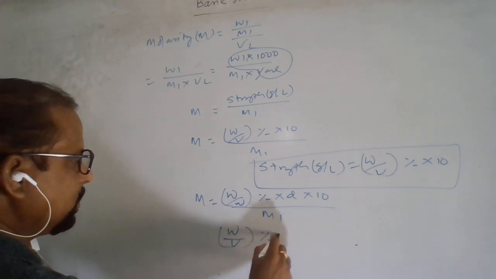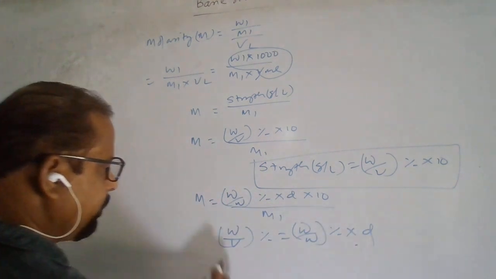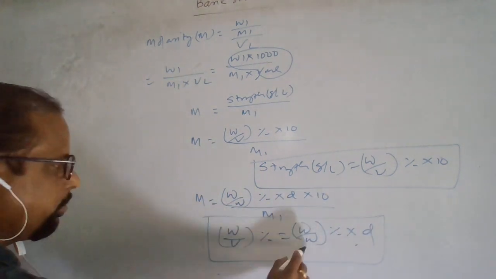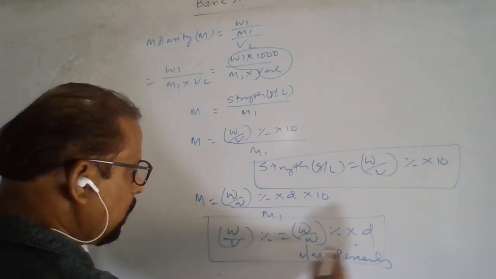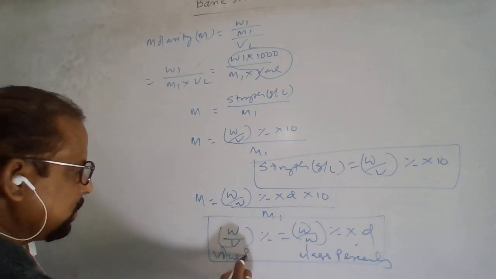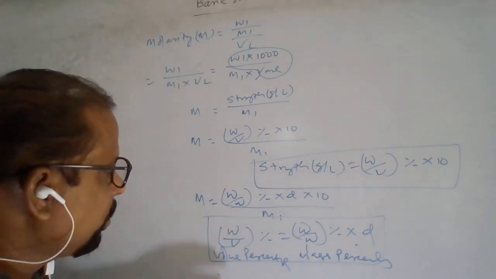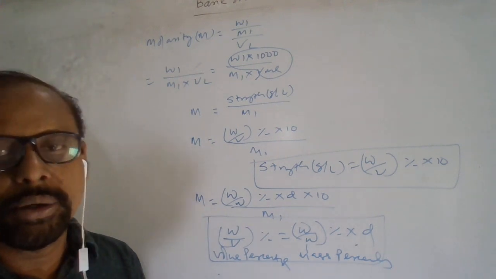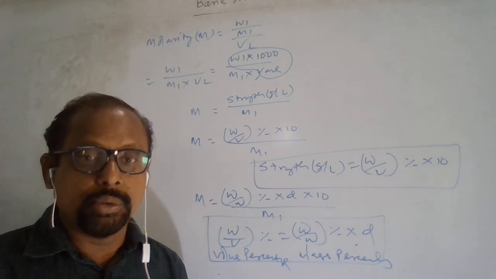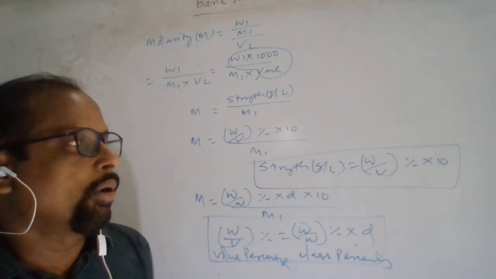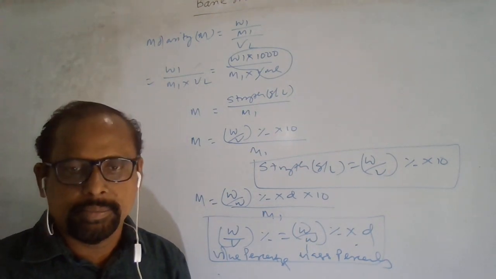the W by V percentage is equal to the W by W percentage into density, because this is the percentage by mass, and this is the volume percentage or the percentage by volume. The mass can be converted to the volume and the volume can be converted to the mass with the help of the density. Density is our brother. It always helps to convert mass to volume and volume to mass. So this is all about the molarity.